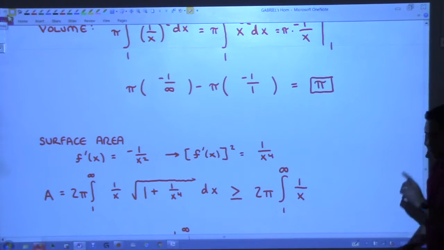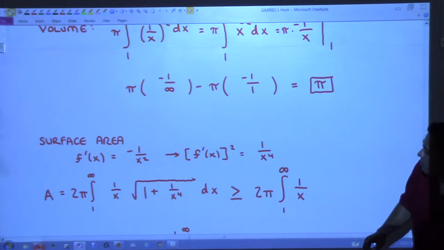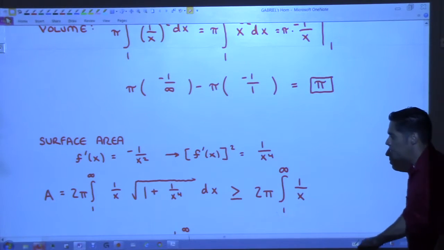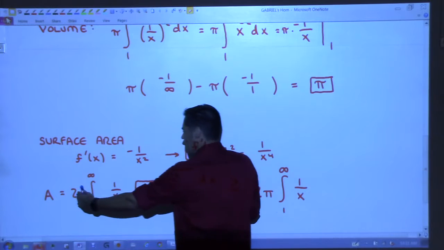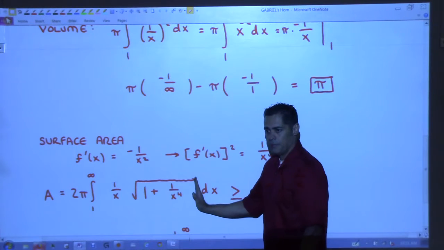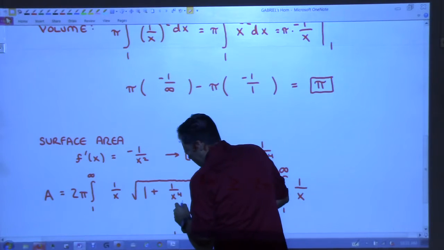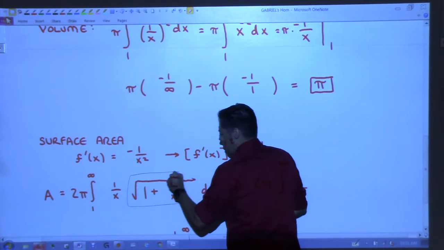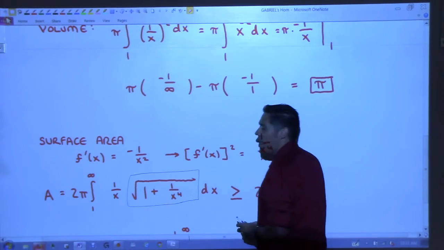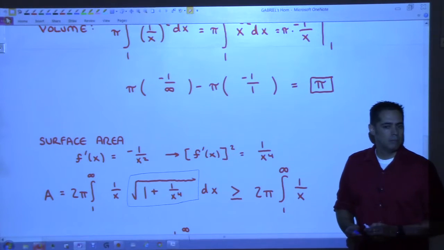So I want you to consider something. I've never asked you to think of this before, okay? But consider this expression right here. This is the surface area, right? If you believe all this. Would you agree with me that this value right here has to be bigger than 1? Why?